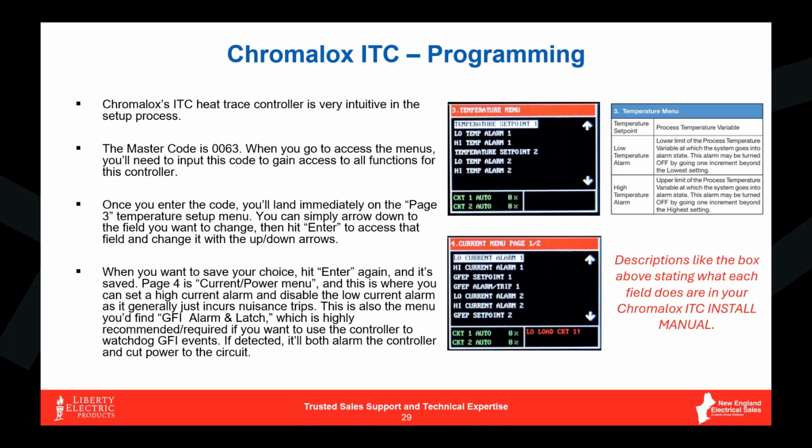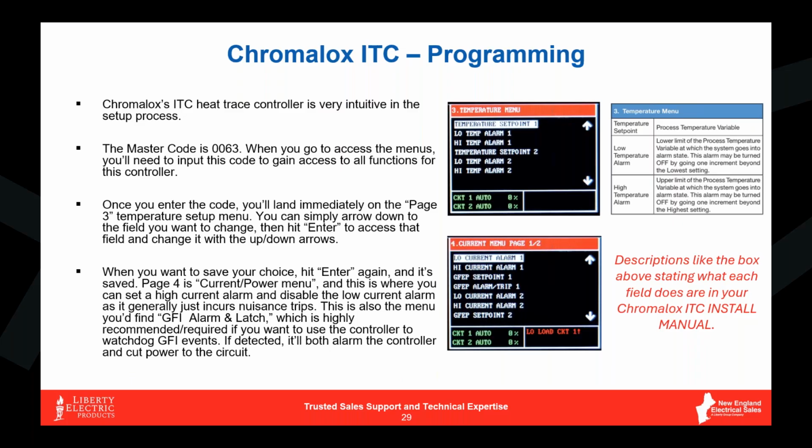But when you enter that code on the home screen, you're going to go immediately to menu number 3, the temperature menu. So, you're going to put in your temperature set point, your low alarm, your high alarm. If you've got a second circuit coming out of that same panel, if it's a 2-circuit ITC, you're going to do the same thing for circuit 2. When you get to the value you want, you hit enter, it saves it. And then you can scroll down to the next screen or hit the mode button again and flip to screen 4, which is your current menu.